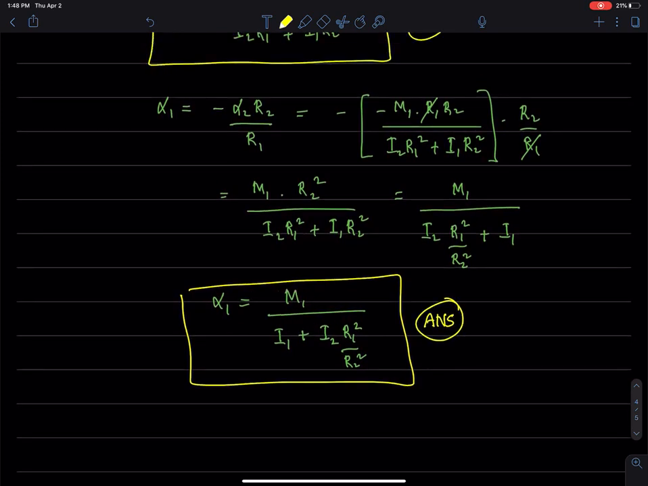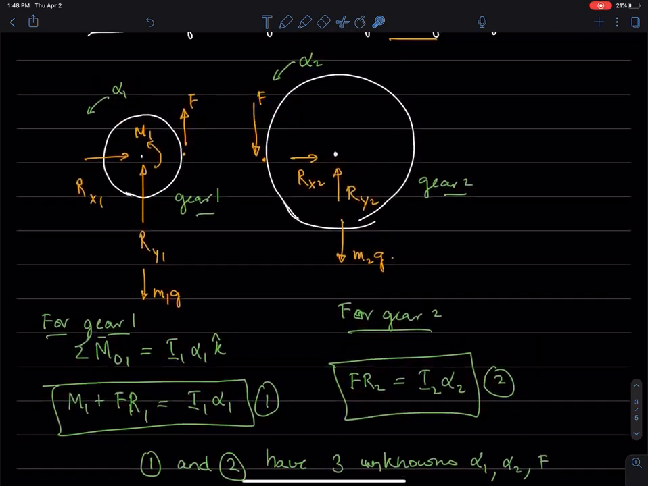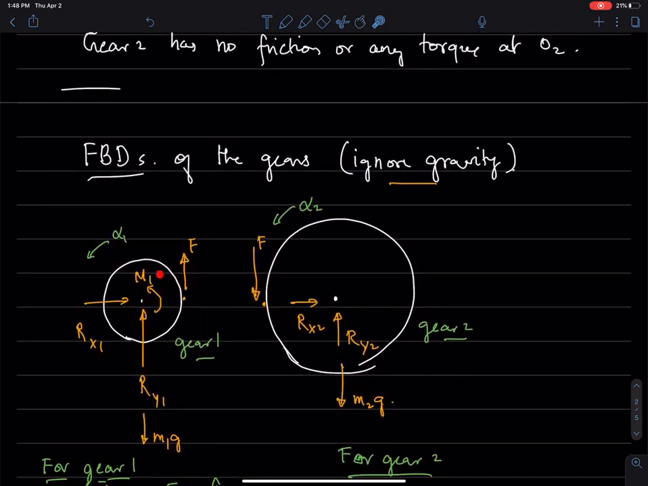And let's examine this final answer for a moment. We say alpha 1, the angular acceleration of the first gear, is the moment on that gear divided by this quantity, which has an I1 and then another term. So let's look at the picture again. If all you had was this gear and it was not coupled to this gear, then the angular acceleration of this gear would be just moment M1 divided by I1 of that gear.